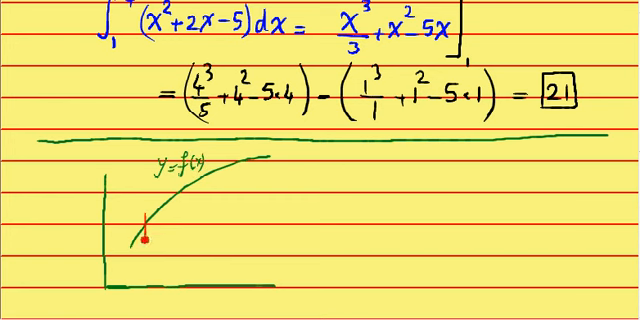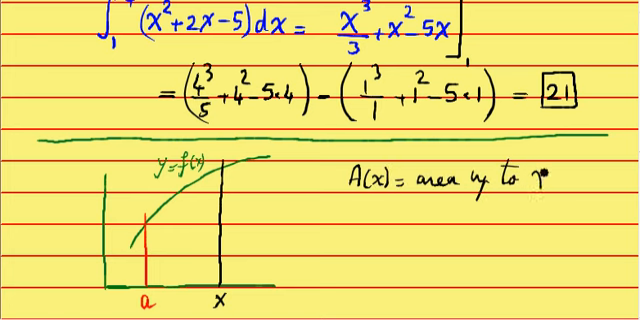Let's fix some starting point, and let's imagine that we have some ending point here. Let's call it x. So suppose A of x is the area up to x. That area, that's what is meant by A of x. What does the first part of the fundamental theorem of calculus say? The first part says A prime is just equal to f.